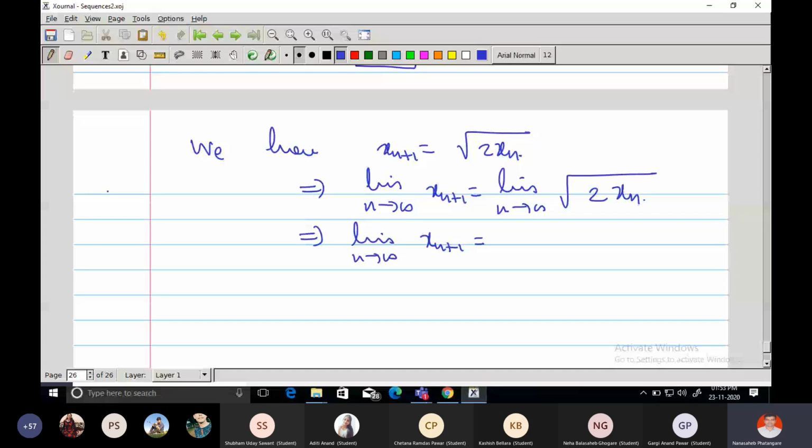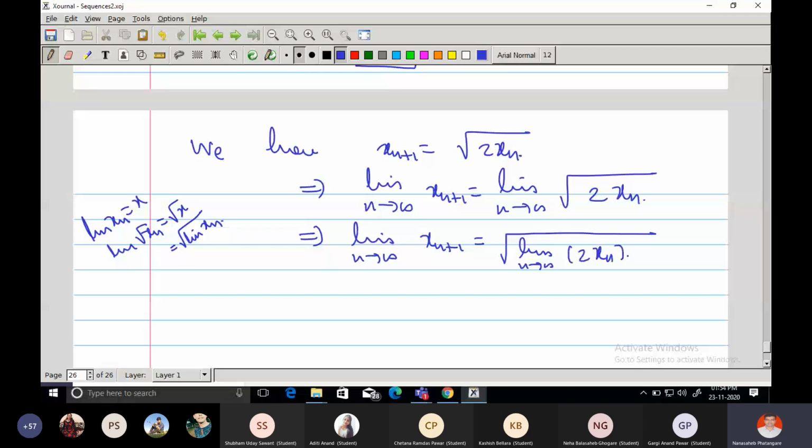Yes, sir. Right. If the limit of x_n is x and x_n is a sequence of non-negative numbers, then the limit of root x_n is the square root of the limit of x_n. This is what we already proved, right? That's why that theorem was important. Now we are sure we can push the limit inside the square root. So therefore it is the square root of the limit of 2 times x_n.